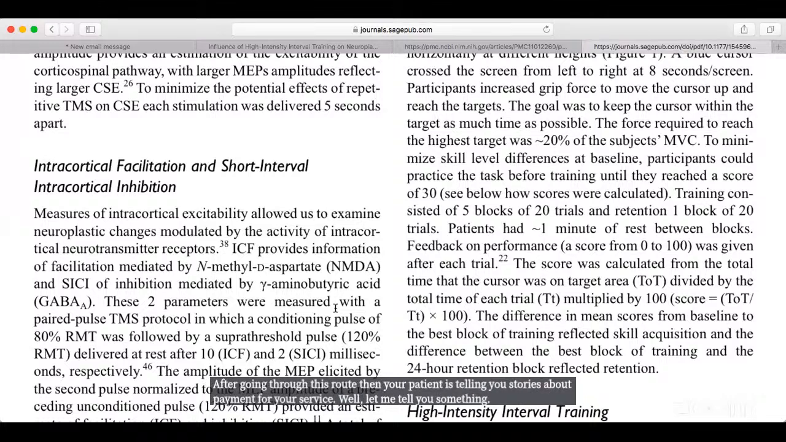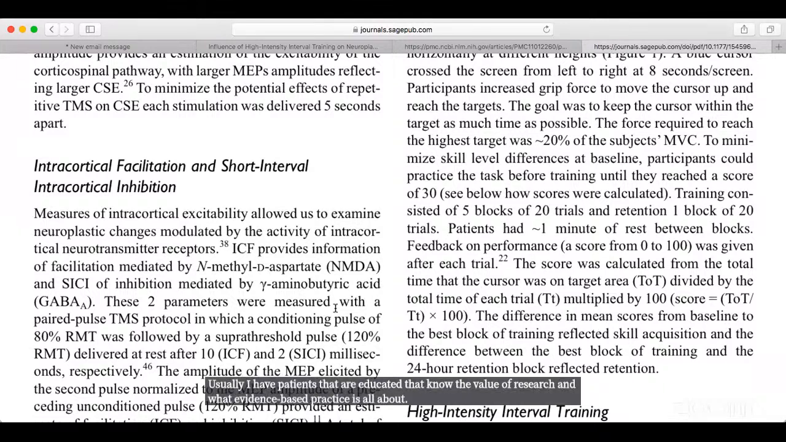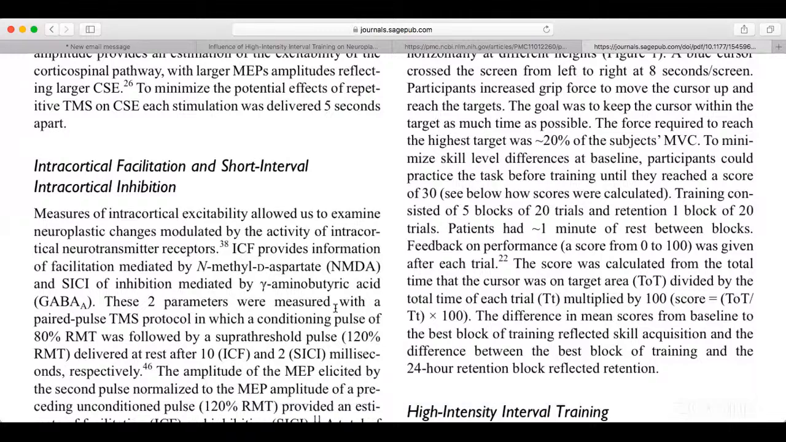Sincerely, it's because the patient has not felt the impact of what has been applied. The patient has not got the impact of the explanation about the processes and the research and all those things. Try it. Patients want the best. And patients that can pay usually are patients that are educated, that know the value of research and what evidence-based practice is all about.